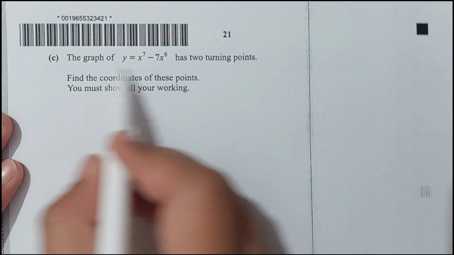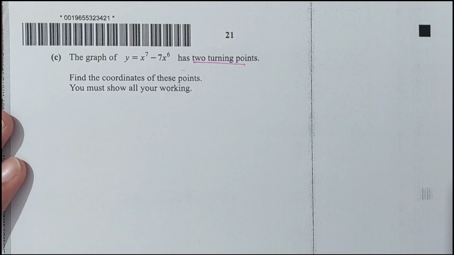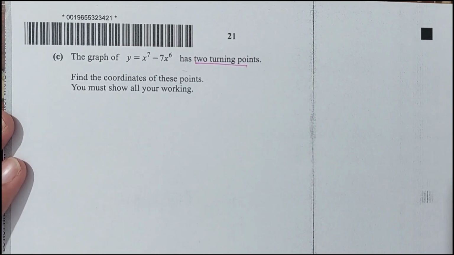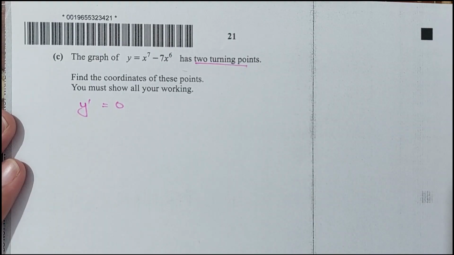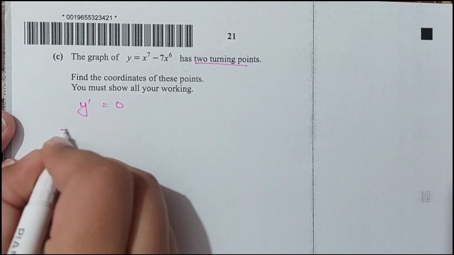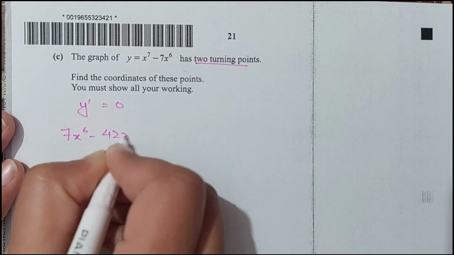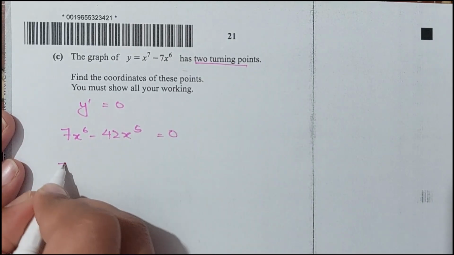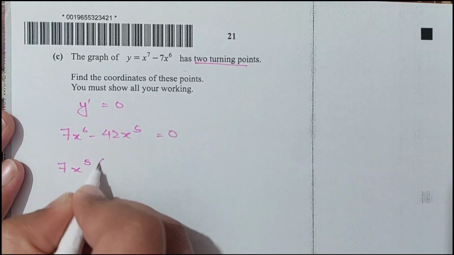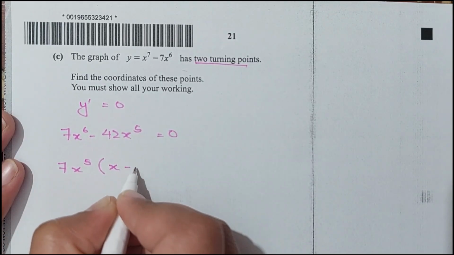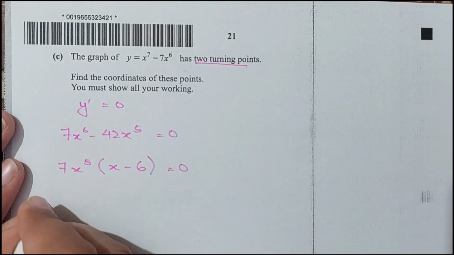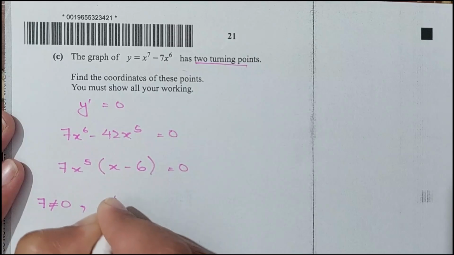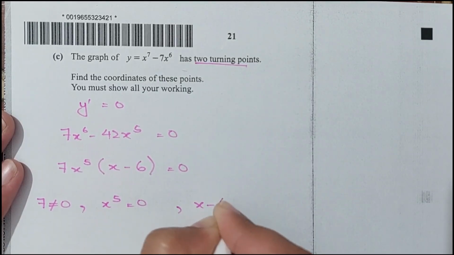Now for part C, the graph has two turning points. Okay, turning points or the stationary points. Find the coordinates of these points. You must show all your working. So for the turning points, you have to put y prime equal to 0, right? So the y prime is 7x to the power 6 minus 42x to the power 5. This should be equal to 0. Let's take 7 common, and x to the power 5 is common, right? 7 is common, x is left. 7 times 6 is 42, equals 0, right? So from here, 7 is not equal to 0, x to the power 5 is equal to 0, and x minus 6 is equal to 0.